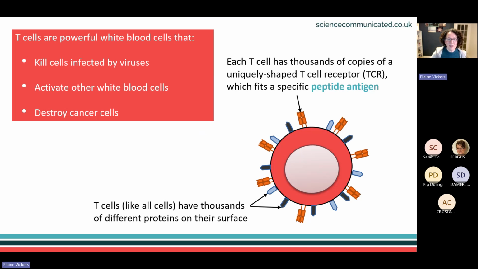Each T cell is creating a unique T cell receptor, but it might have maybe 100,000 copies or so of that specific T cell receptor sticking out of its surface. T cells also have another 200 or so proteins sticking out from their surface, but the T cell receptor is the one that connects with a target.